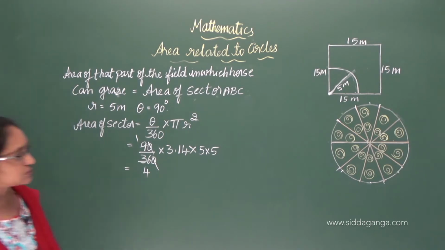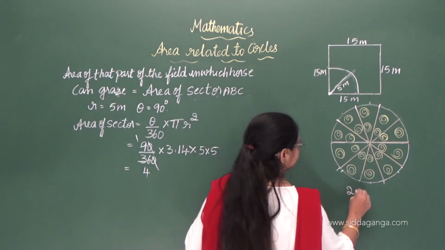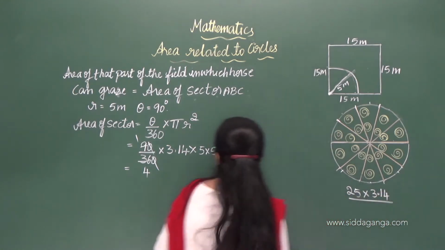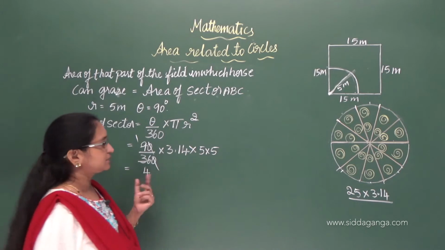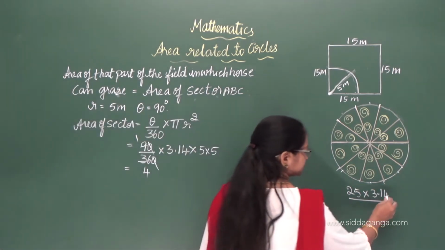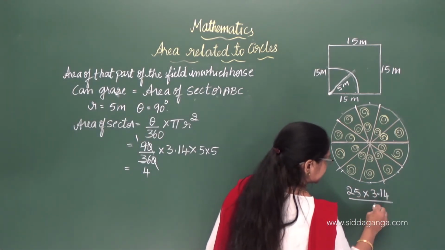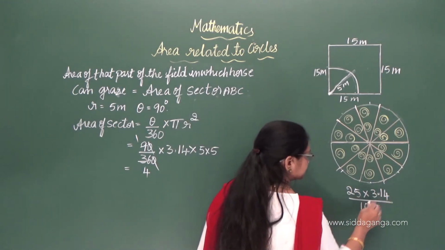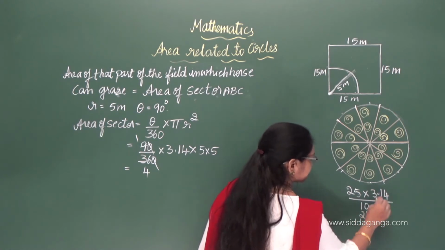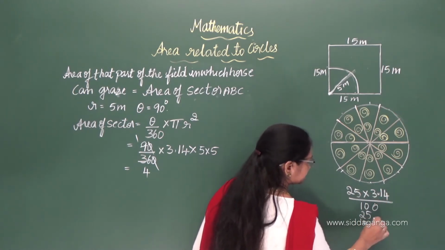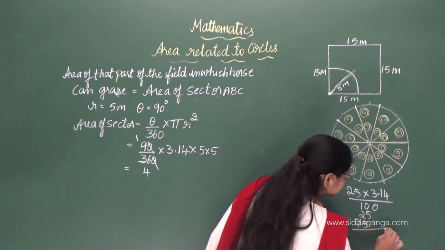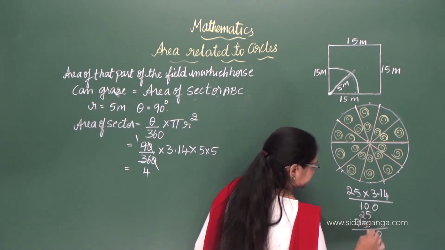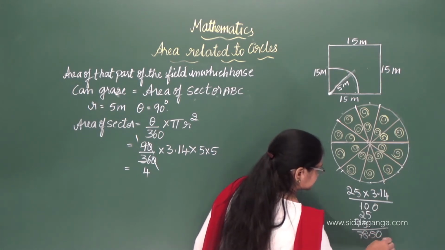So let us do it here. 25 into 3.14. 5 5s are 25 into 3.14. So 5 4s are 20, 2, 4 2s are 8, 9, 10, 25, 5 3s are 15, 1, 3 2s are 6, 7. So we get 78.50.